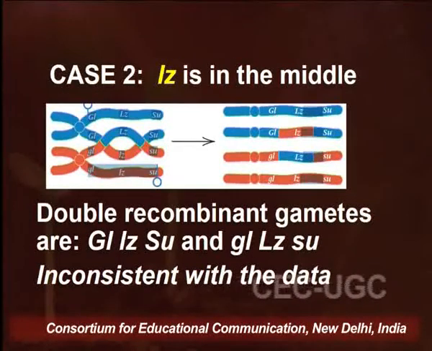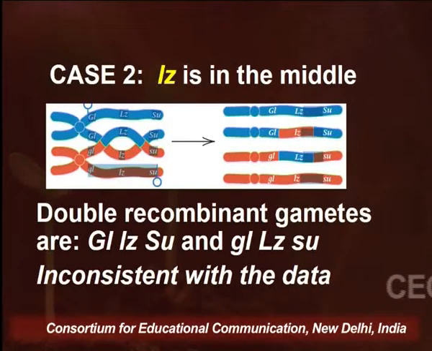If we take another possibility, the second case where the lz gene is in the middle, we find that in this case the recombinant gametes are gl, LZ and su, and GL, lz and SU. They are also inconsistent with the data.